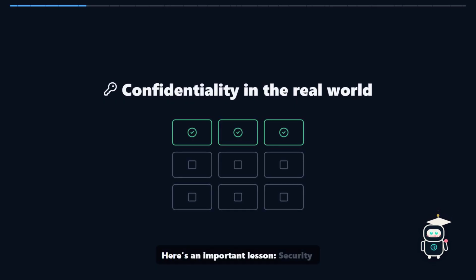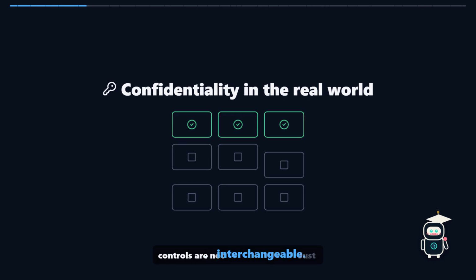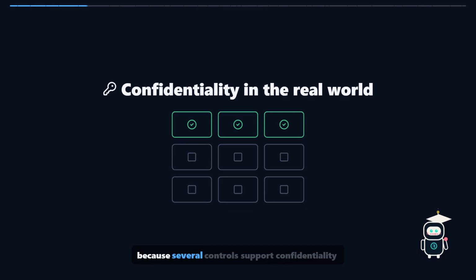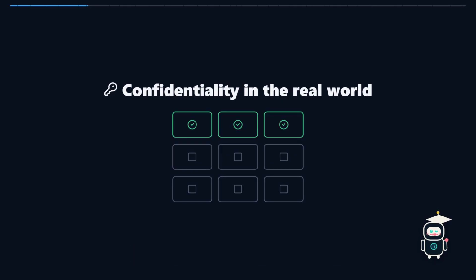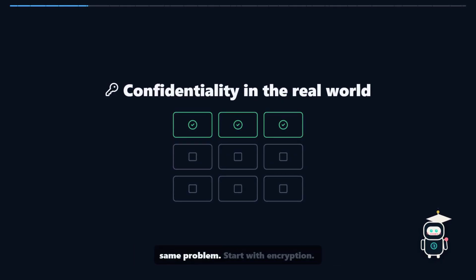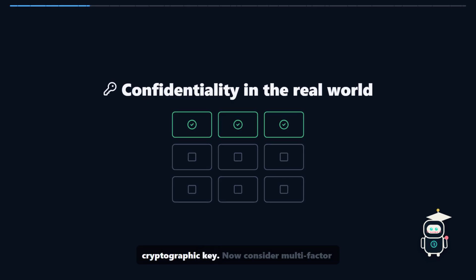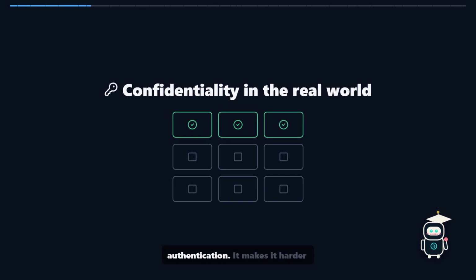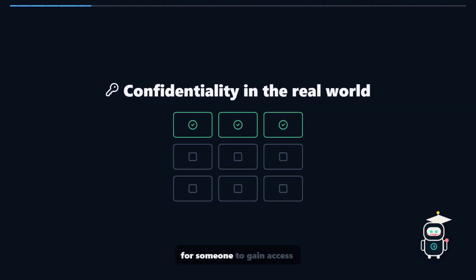Here's an important lesson. Security controls are not interchangeable. Just because several controls support confidentiality doesn't mean they solve the same problem. Start with encryption. Encryption helps protect information from being read without the appropriate cryptographic key. Now consider multi-factor authentication, or MFA. MFA addresses authentication. It makes it harder for someone to gain access using only a stolen or compromised password.